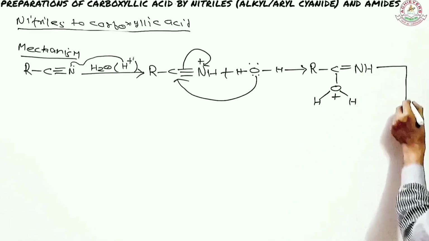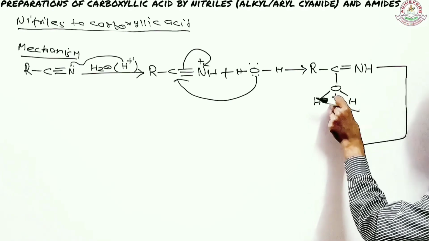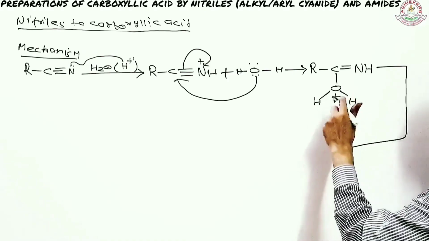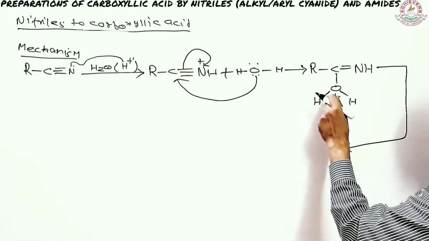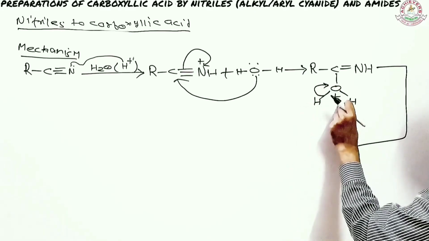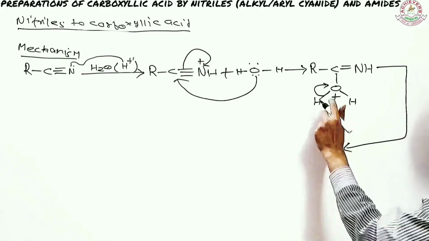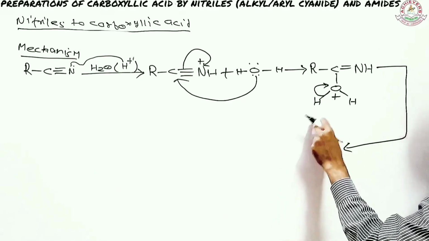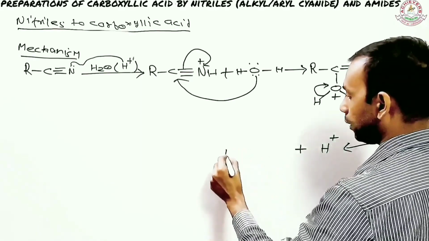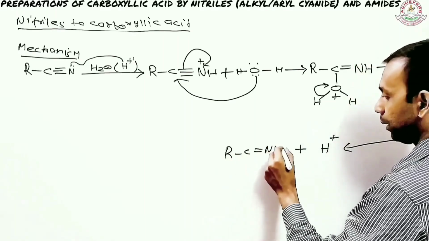Now what happened in the next step here? You have to pay attention right here. Oxygen is now quite unstable because of having a positive charge. So it has only one option, to break one of the bonds present between oxygen and hydrogen. Suppose this bond is breaking here. So what will happen? This hydrogen will come off as a proton here. So you have your proton here, and then apart from that, let me write this product here. So you have R, C, and you have a double bond, you have N, and you have H, right?